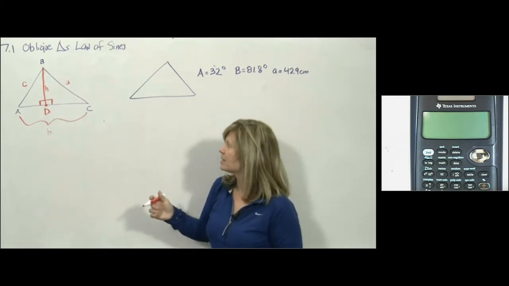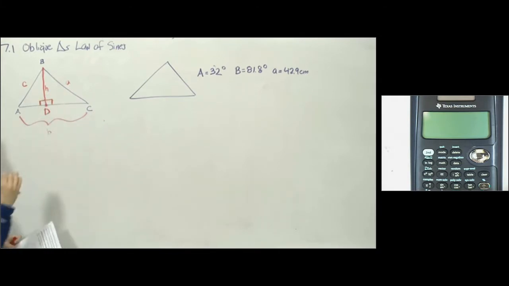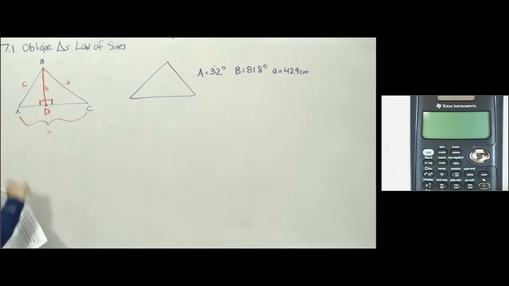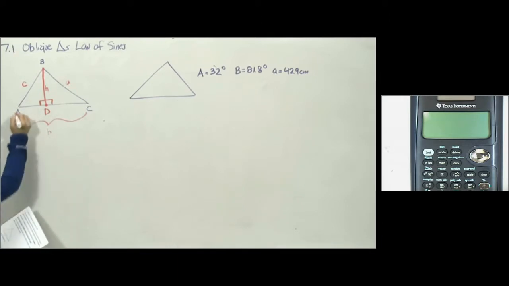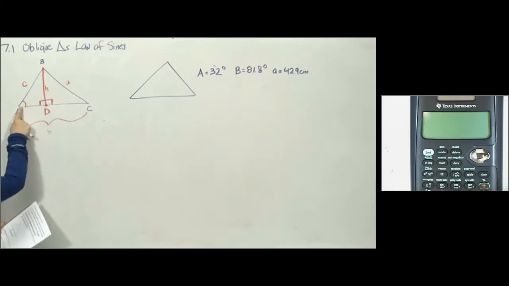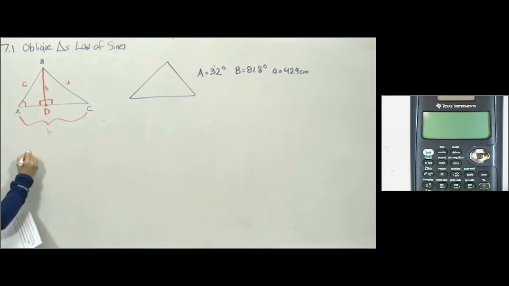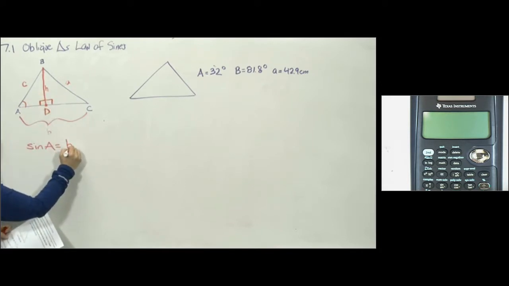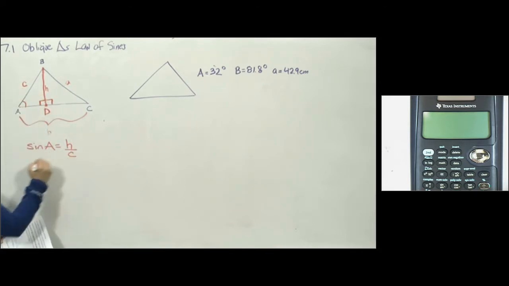Now, what happens is, if there are right triangles in here, we could use SOHCAHTOA with right triangles. So what they did is they looked inside this little triangle, which is a right triangle, ADB, and they picked one of the acute angles. They picked the acute angle A. And they said the sine of this would be opposite over hypotenuse. And if this is angle A, the opposite side would be h, and the hypotenuse in this picture is c. So they wrote the sine of angle A is opposite h over the hypotenuse c.